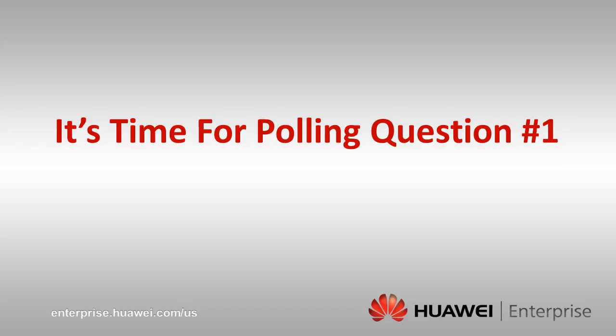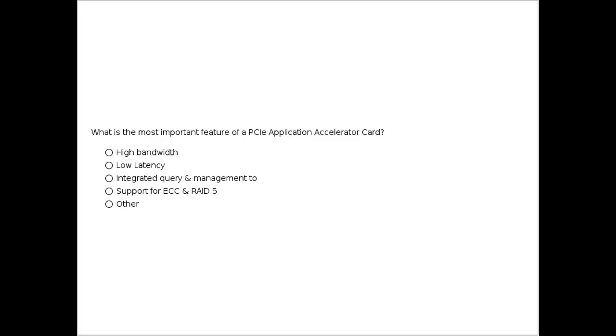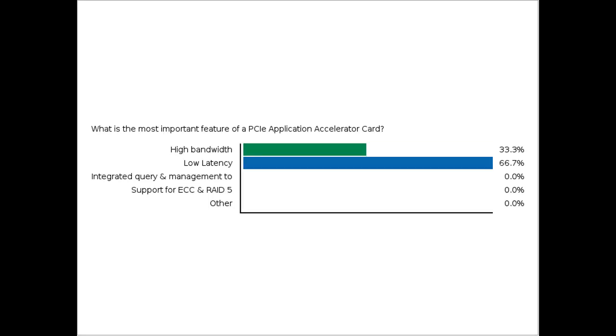Excellent. Thanks, Ron. Before we turn it over to Mo, we're going to have a quick polling question. I'd like to get everybody to weigh in on this. The first question is, what is the most important feature of a PCIe application accelerator card? Is it the high bandwidth that you're interested in? Is it low latency? Do you care most about integrated query and management tools? Is it support for ECC and RAID 5, or is it something else? We're going to give everybody a chance to vote real quick, and then we'll share the results and move on from there.